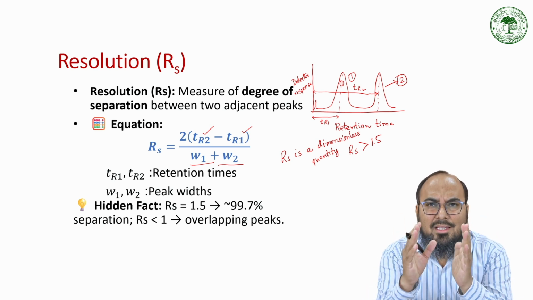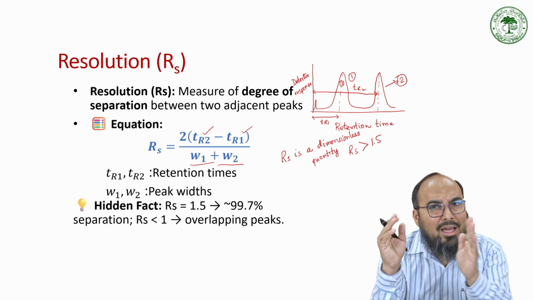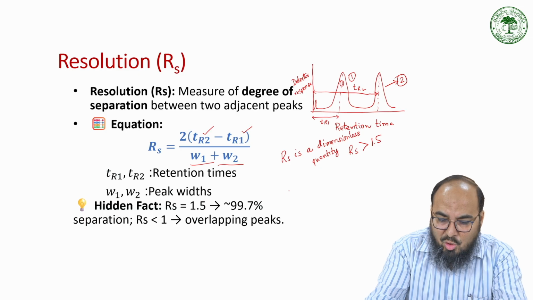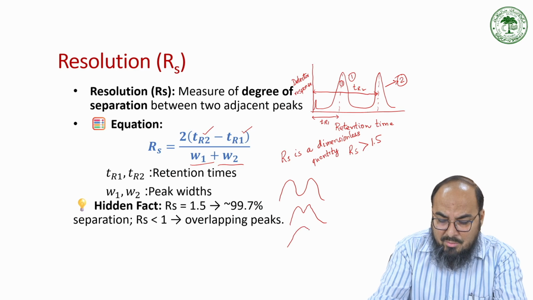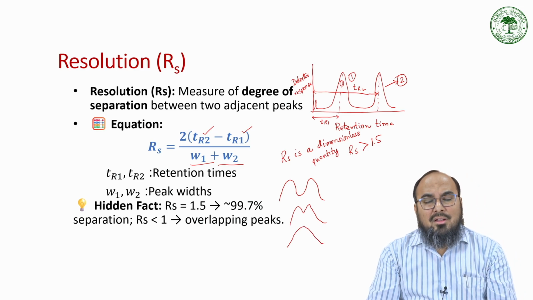If RS is less than 1.5, then there must be some overlap. And as the value of RS decreases or goes towards 1, the overlapping increases. The overlapping of peaks increases like this. The lesser the value, the greater the overlap. And at one point of time, the two peaks converge, which we are going to see in our next slide.